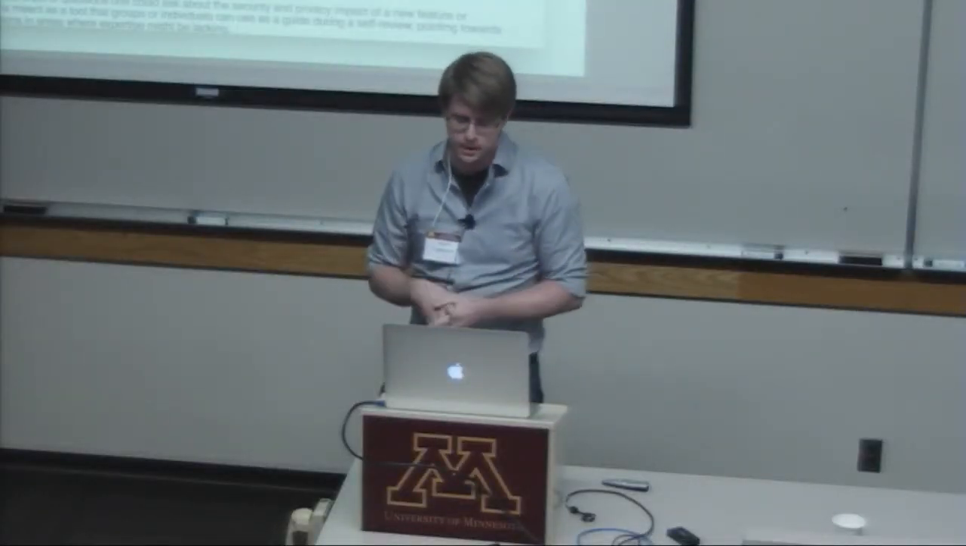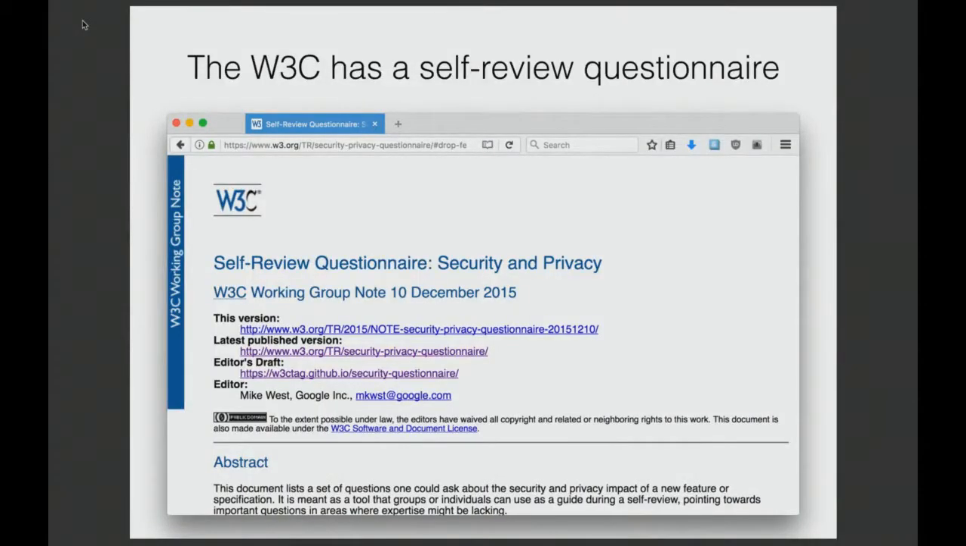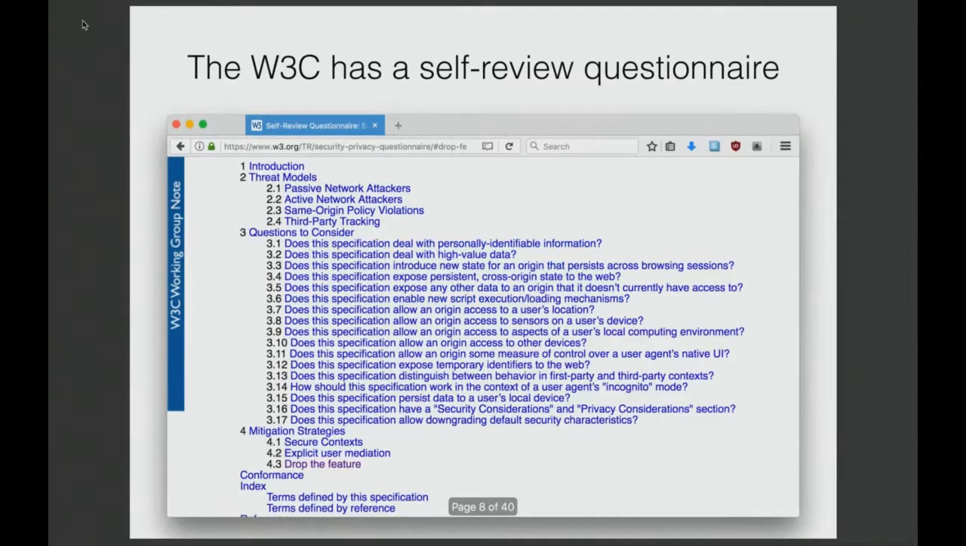And so the W3C has a couple things in place to help with this. The first is this self-review questionnaire. And this basically says to spec authors, hey, think about different threat models. Ask yourself a bunch of questions here. And examples are like, do you have any PII? Do you have high-value data? Are you creating any new state on the browser that's not cleared when the user clears their cookies? Something that could allow tracking after the user clears cookies. And then it has a couple different suggestions.